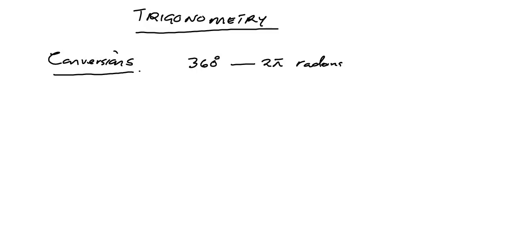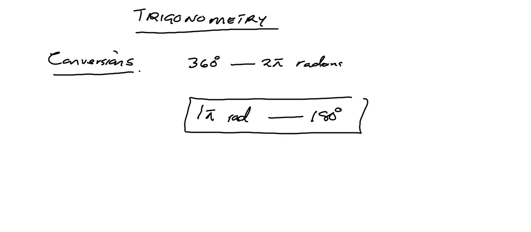So this can also be reduced. By reducing, I mean we can also divide both sides by 2. Some people would opt to say 1 pi radian is the same as 180. Some people would love to use this instead of 2 pi is equal to 360.